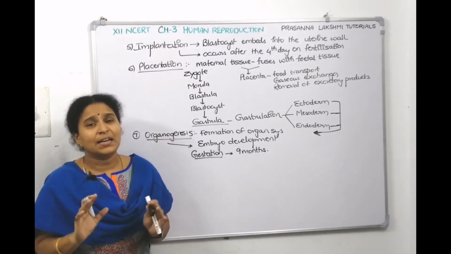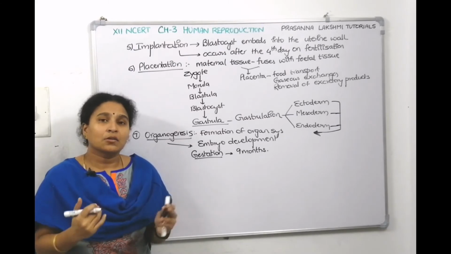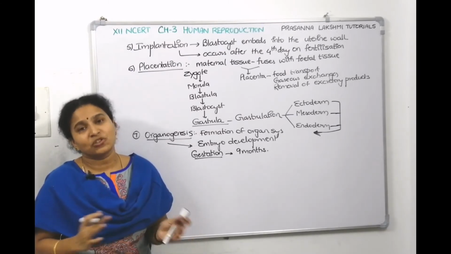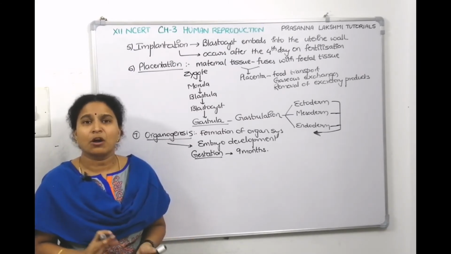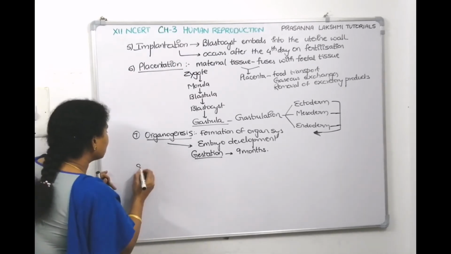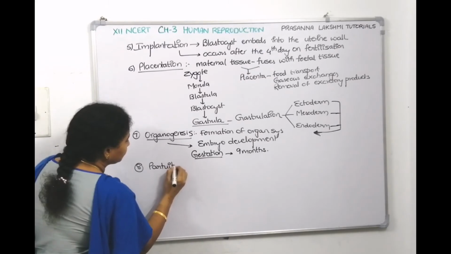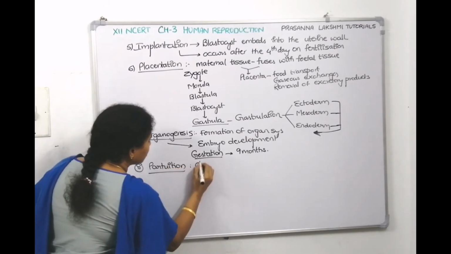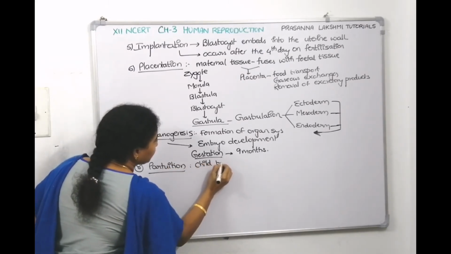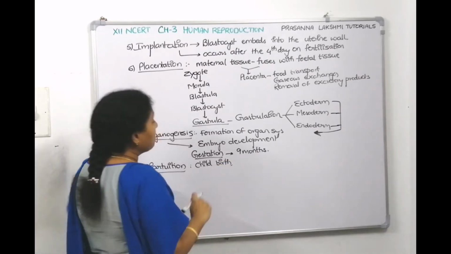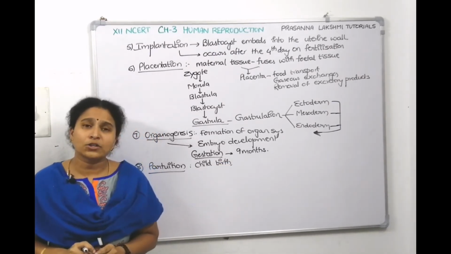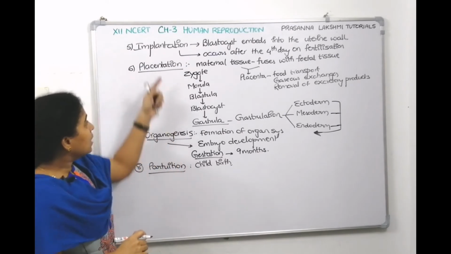After gestation, when the child is fully developed, the child will release the signals and childbirth happens, which we call labor, which is called parturition. So the last step will be parturition. Parturition is also called childbirth. Now these are the 8 steps.